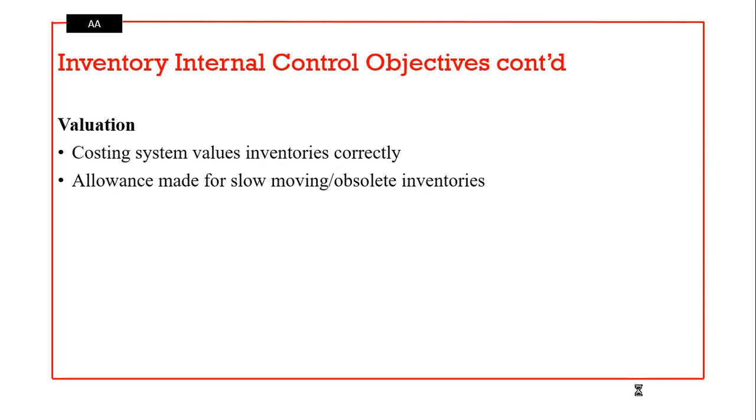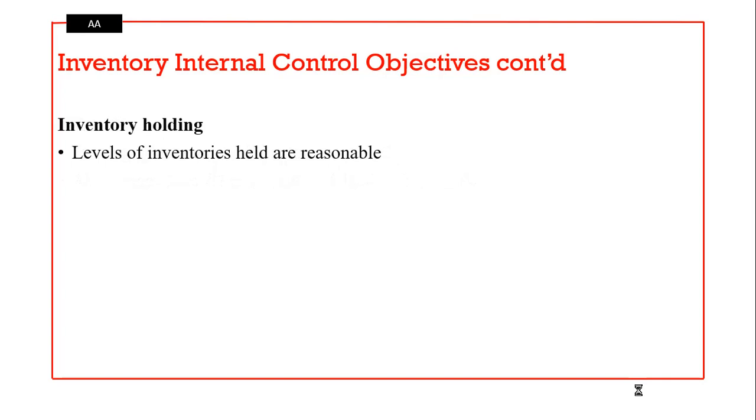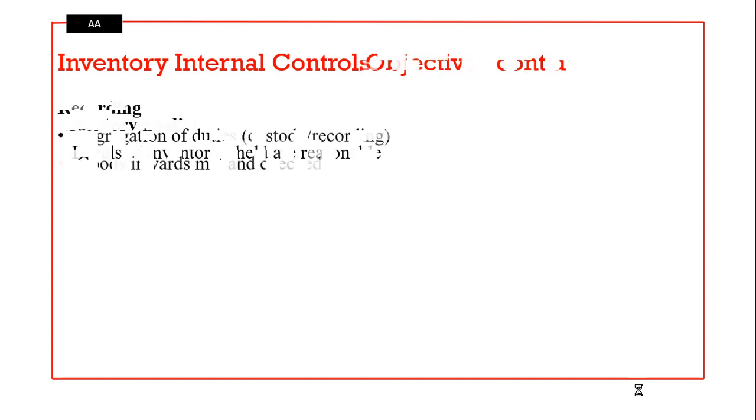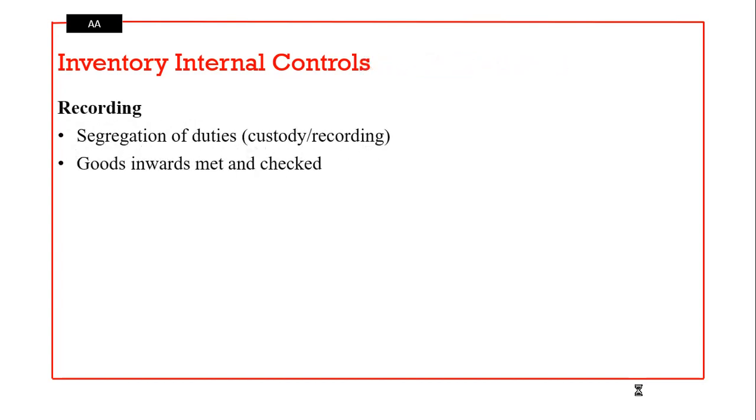Again, we also have valuation. There must be attention to cost system values, which enables us to value inventories correctly. There must be allowance made for slow-moving items. Remember, this could result in overstatement of stock. And also, levels of inventories held should be reasonable. So what are some of the controls that we should see under inventories?